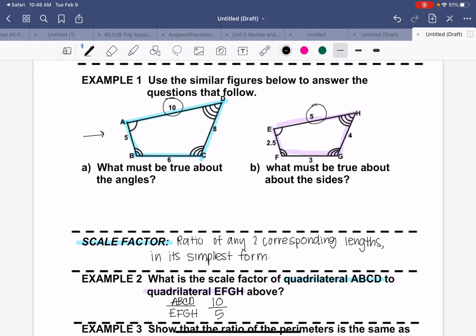But our scale factor isn't a scale factor until it's in its simplest form. So 5 can go into each of these numbers evenly, so we're going to divide both of these numbers by 5. When we divide 10 by 5, you get 2. When you divide 5 by 5, you get 1. So the scale factor here is 2.